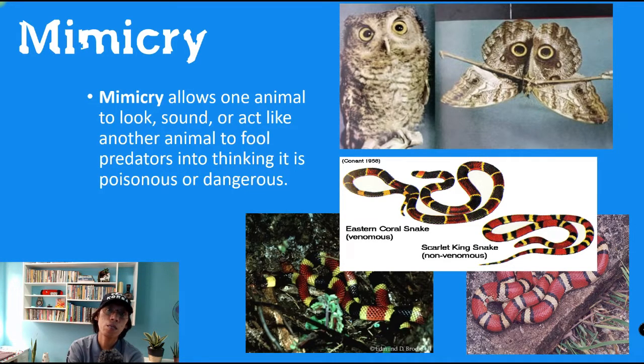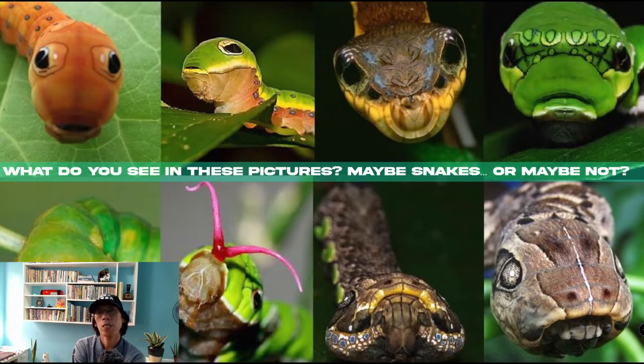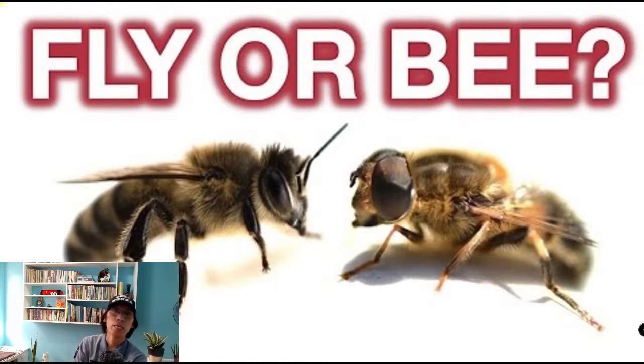So the scarlet king snake, which is a non-poisonous type of snake, mimics the color of a poisonous or venomous snake. It allows the scarlet king snake to protect itself because no one would try to mess with him because they don't want to die. Spot the caterpillar in this picture and spot the snake. Is there a snake shown here, or are these all caterpillars? This shows mimicry. Which one is a fly? Which one is a bee? You must be able to spot the difference.